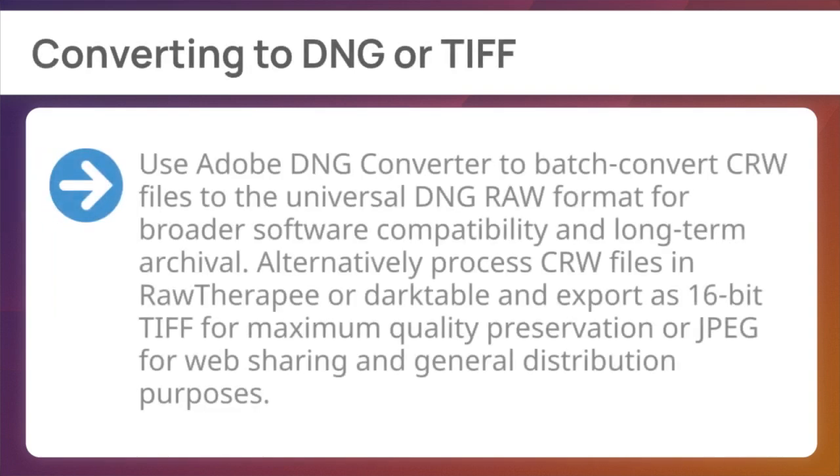Finally, converting to DNG or TIFF. Use Adobe DNG Converter to batch convert CRW files to the universal DNG RAW format for broader software compatibility and long-term archival. Alternatively, process CRW files in RawTherapee or Darktable and export a 16-bit TIFF for maximum quality preservation or JPEG for web sharing and general distribution purposes.